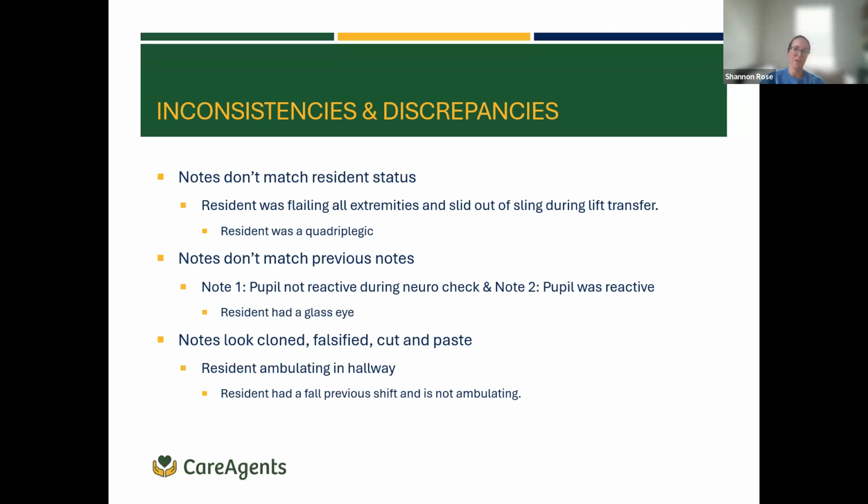Notes that look cloned, cut and pasted, or falsified may be hard to defend. For example, the note says resident ambulating in hallway. The resident had a fall on the previous shift and is not ambulating currently. If that note was copied and pasted, it needed to be reviewed and edited before signing off. When documentation is inconsistent or there are discrepancies, it can call into question the entirety of the note and the history of the record for that resident.